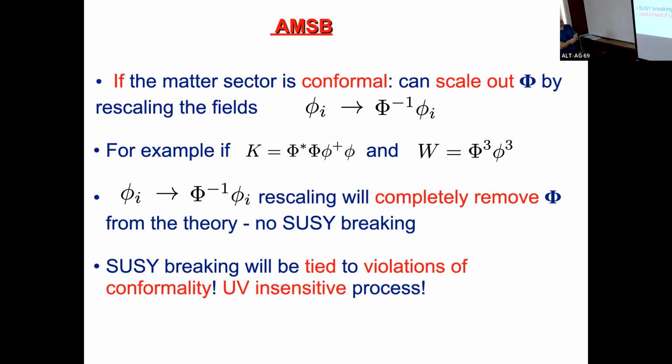So let's see an example. Let's say the matter sector is conformal. For example, you just have a phi cubed superpotential, at least classically, and a canonical Kähler potential. You can actually scale out the compensator from the theory. Rescaling your superfields by the compensator will completely remove the compensator, and there will be no supersymmetry breaking. So supersymmetry breaking will be tied to the violations of conformality, and this will be a UV insensitive process.